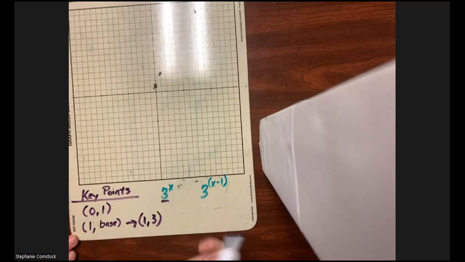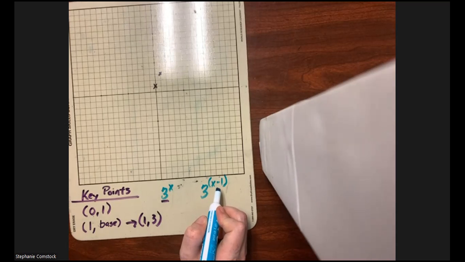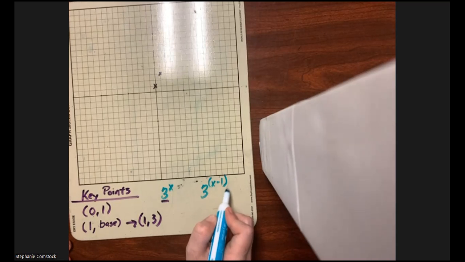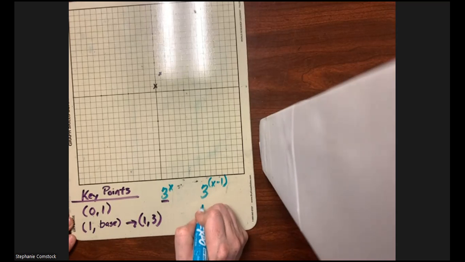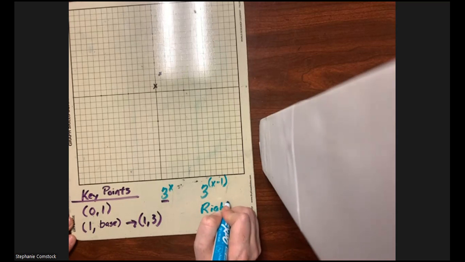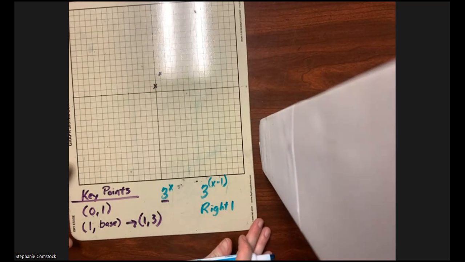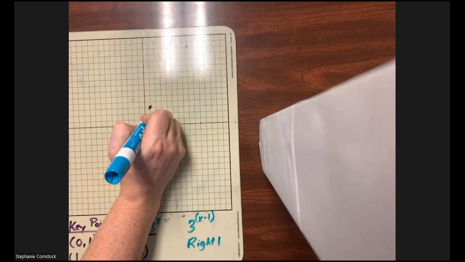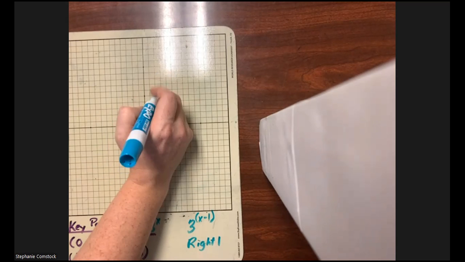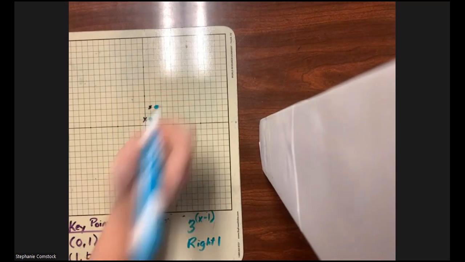Now, making use of this, it's up in the exponent, so I know that's right and left. I've put a set of parentheses on it to remind myself that this is going to be the opposite. So minus 1 is actually going to move this thing to the right 1. So these two X's that were on the original 3 to the x graph, I'm going to move them both to the right 1 spot.